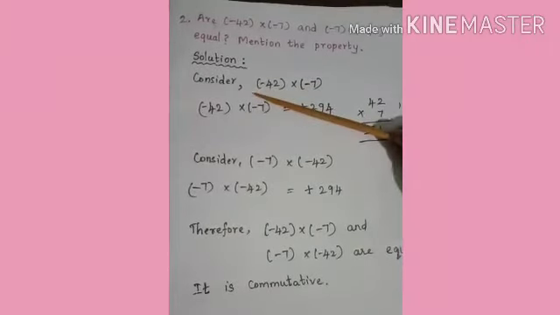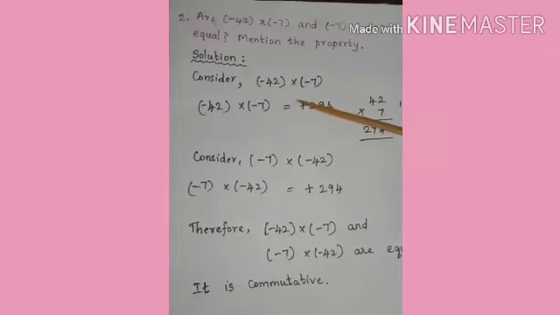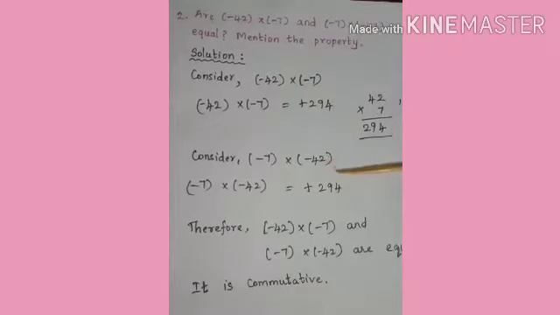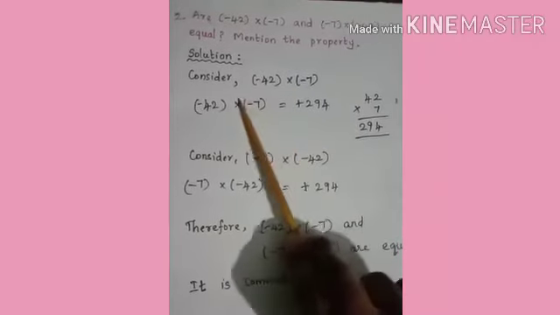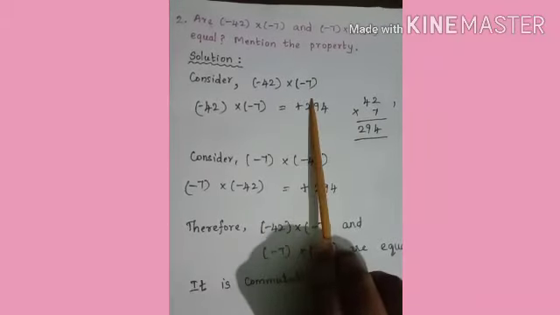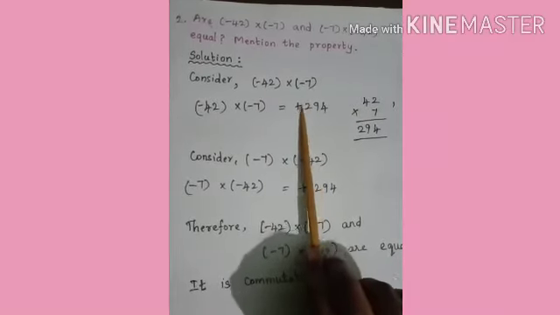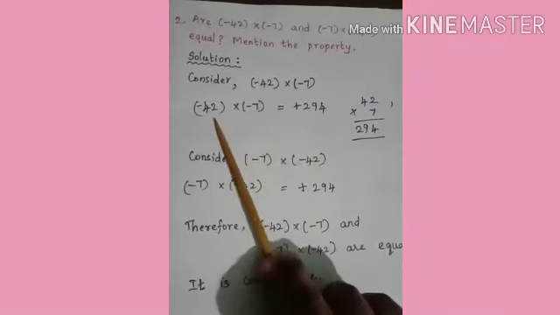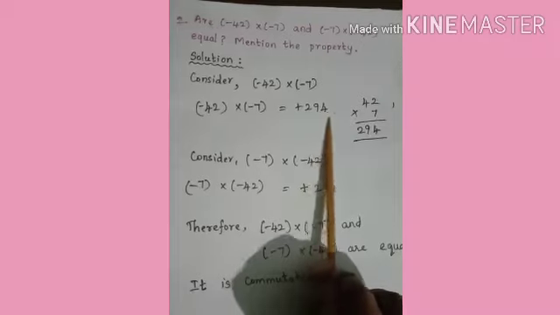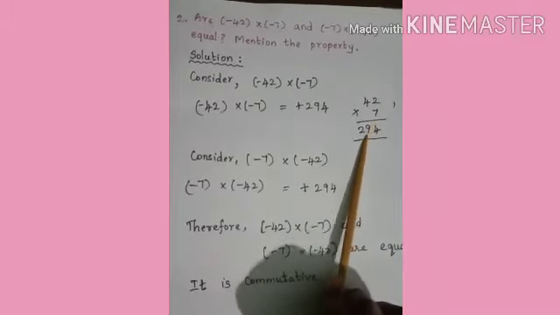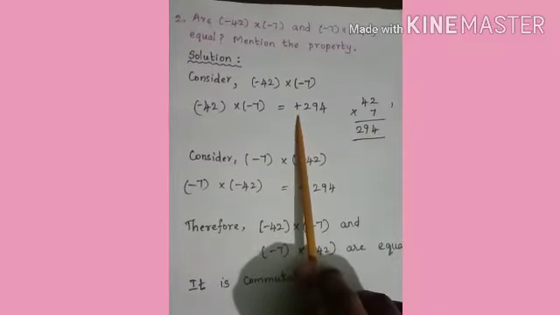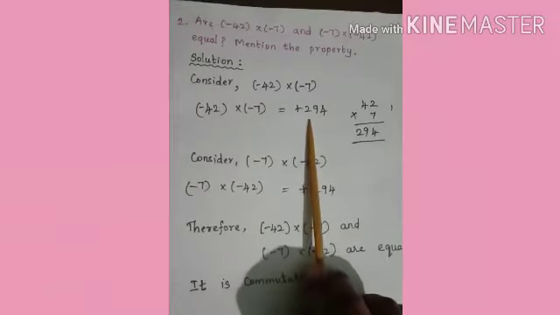In this problem, first we have to find the values of minus 42 into minus 7 and minus 7 into minus 42. Consider minus 42 into minus 7. We know that when we multiply two negative integers, it always gives a positive integer. That is, minus 42 into minus 7 is equal to plus 42 into 7. We know how to multiply 42 into 7. That is 294. Therefore, we get minus 42 into minus 7 is equal to plus 294.